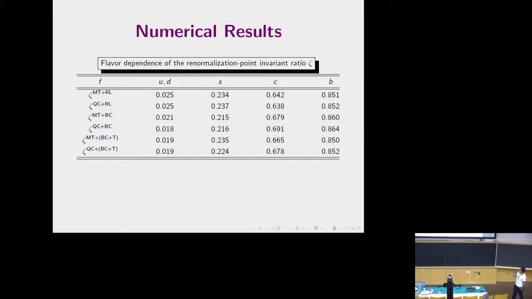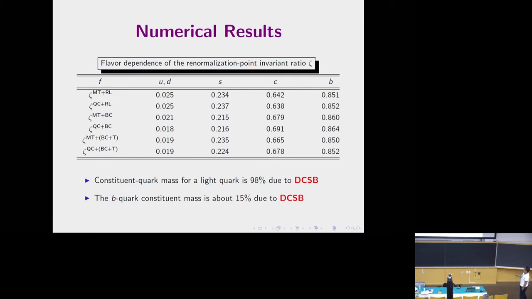Well, this table summarizes the core result of our exercise, and we recover the well-known result of the rainbow ladder truncation, that the constituent quark mass of a light quark is about 98% due to dynamical chiral symmetry breaking, whereas for the bottom quark it is merely about 50%. From this table, this observation is nearly independent of the ingredient used in the quark Dyson-Schwinger equation, and it is true for the other flavors.